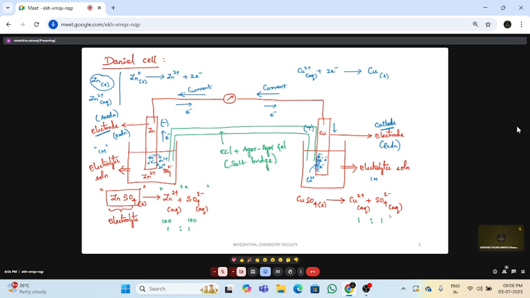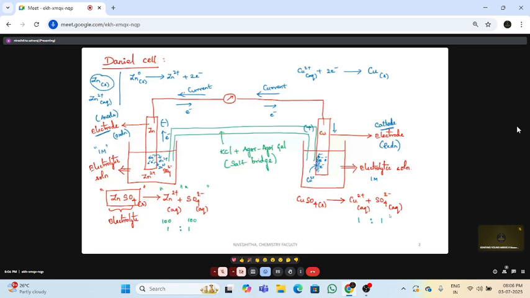What is this 1 is to 1 ratio? The number of cations produced is equal to the number of anions produced, right? If 1000 Cu2+ were generated, then similarly 1000 SO4 2- were also generated. So basically it was neutral initially, right? When copper sulfate was dissolved, the solution is neutral. And similarly, if you are dissolving zinc sulfate, that was also neutral, right? Initially, before the chemical reaction happens, both solutions were neutral.